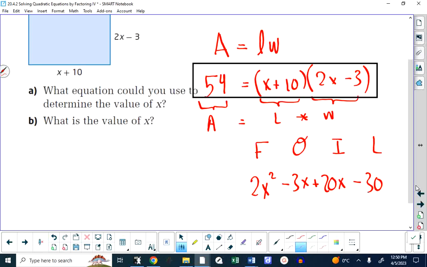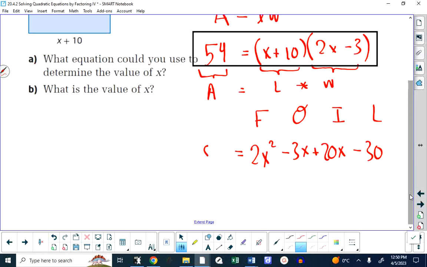Okay, this is not equal to 0. It's equal to 54. But now we look at it. This is where the light goes on in your head. You go, oh, it's quadratic. What do you do with every quadratic equation in the universe, with the odd exception? You zero it. So we get 2x squared. I have plus 17x. Negative 3x plus 20x is 17x. I have negative 30, and I have to subtract 54, which is negative 84. And this is equal to 0.